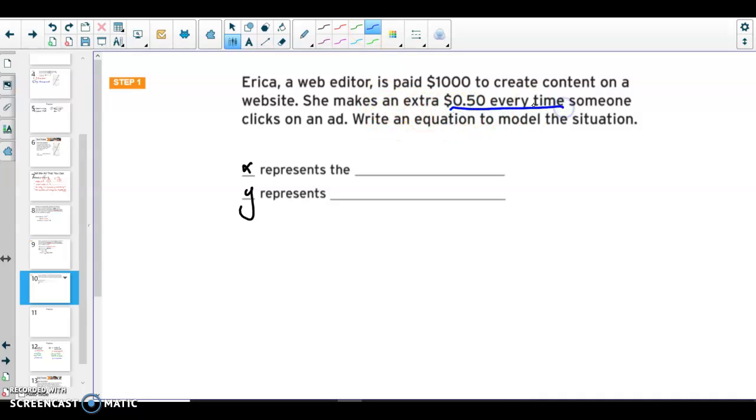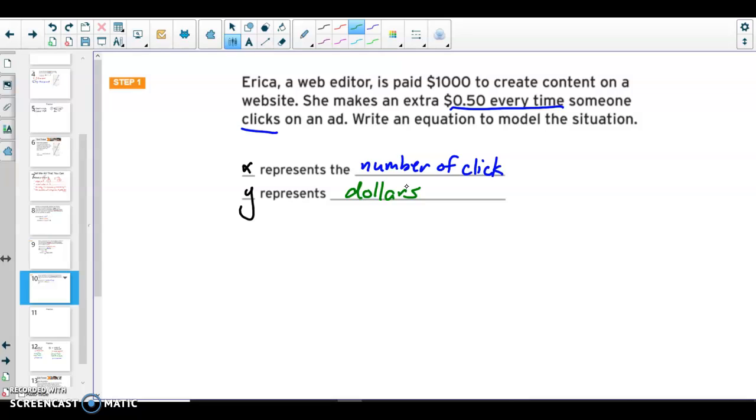50 cents every time. That tells me that this is our each or our per, which means that every time someone clicks on an ad, 50 cents, for each click. So X represents the number of clicks. That each or every word, 50 cents every click. Cool. Well, now we're talking about money again, so Y is just going to represent the dollars. Dollars are the amount that she's paid.